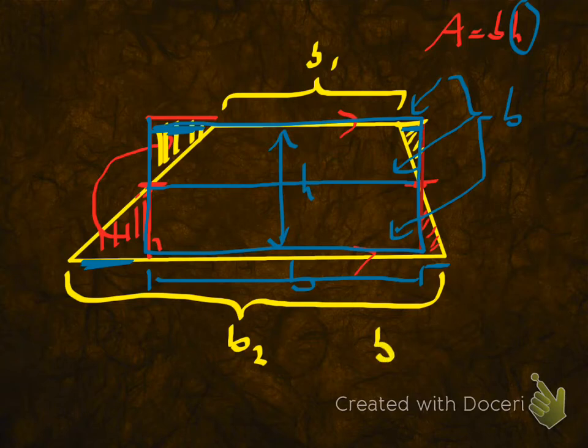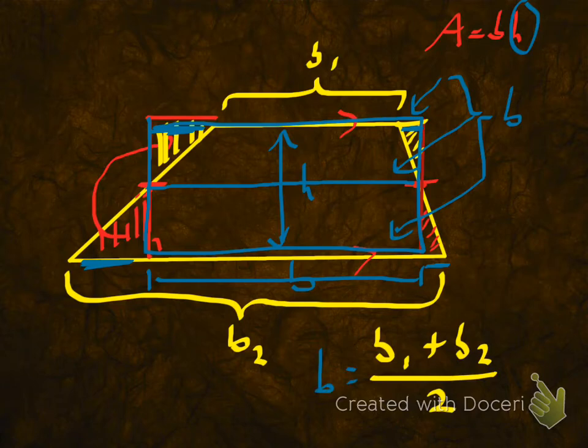So let's figure out, remember how we average things? We add them together and we divide by how many there are. And that is going to be how we find the blue b. Okay? So the area formula for a trapezoid, you could do it this way. You could go ahead and find the average of the two bases, and then you could just do base times height like we normally do.